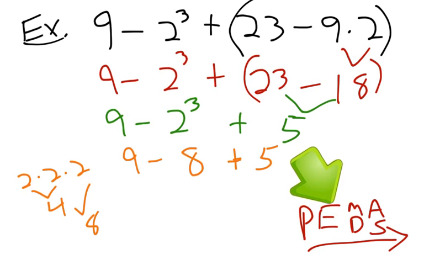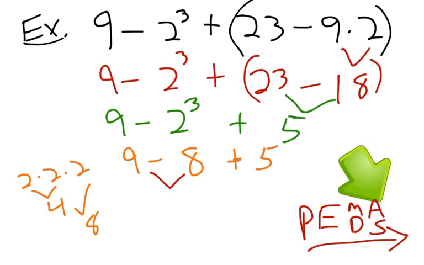All right, now I've done my exponents. I don't have any multiply or divide, so I can move on to the next level, which is add and subtract. And I'm going to do them in the order that they appear from left to right. So subtraction comes before addition, so I'm going to do the subtraction first.